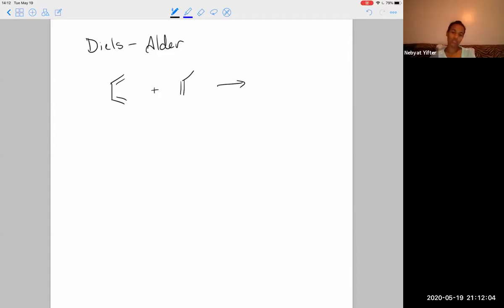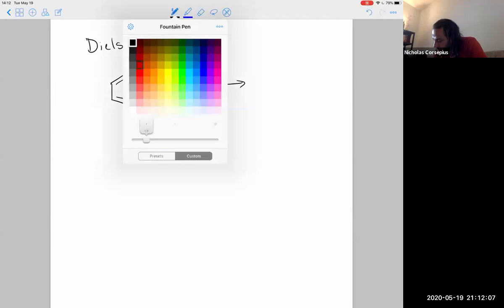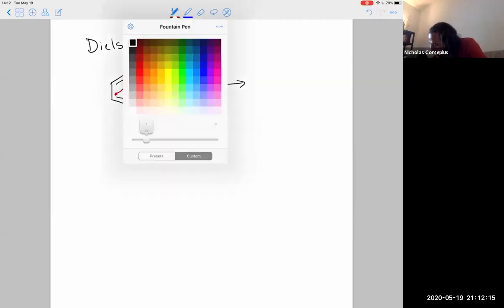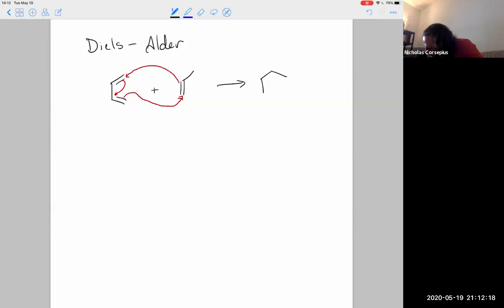You get a ring. Absolutely, right? So this is like this cyclic firing squad that goes on here, where this pair of electrons comes up here, this one comes down here, this one reaches out here, and at the end what you get in this particular case would be something like this. The argument for why these reactions take place in the syn addition that they do is because the HOMO of one reactant is lined up perfectly with the LUMO of the other reactant. That was, I think, the only other context that we talked about.